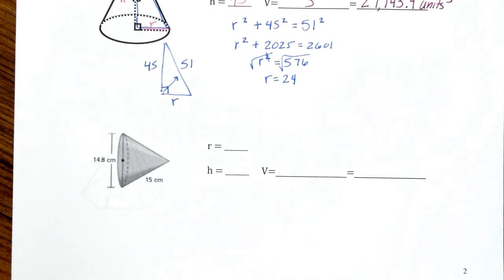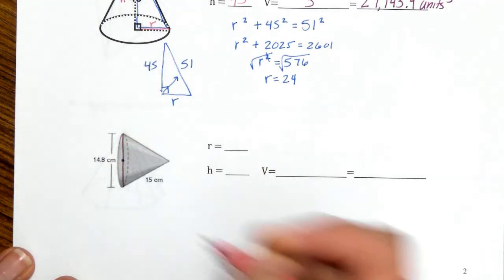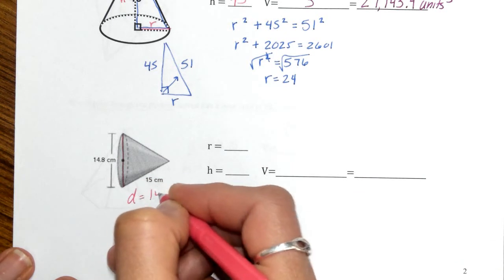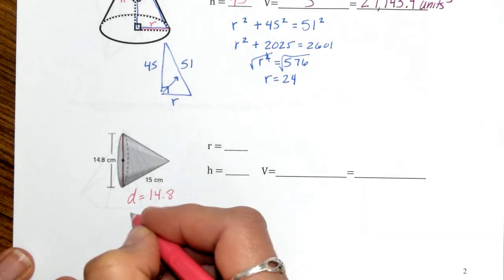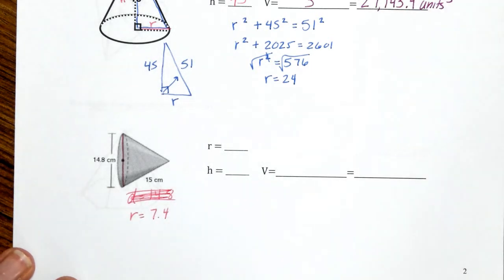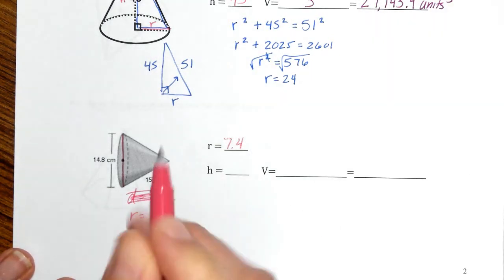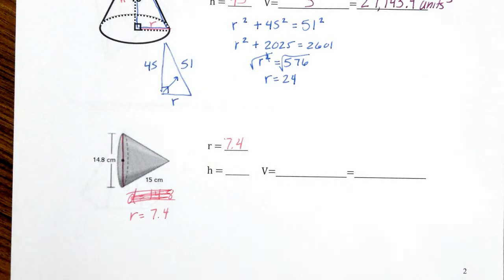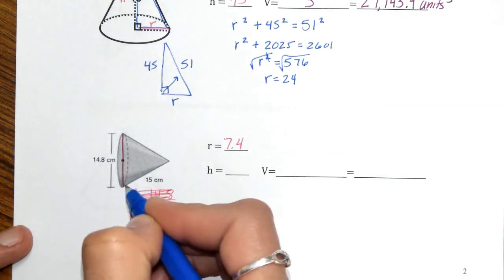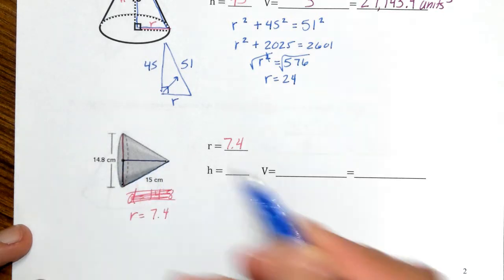Last one. The problem is, they gave us the diameter on this one. So the diameter was 14.8. Split that in half to get our radius of 7.4. Cross off that diameter. We don't want that. So we have 7.4. Our height, again, we do not have. So let's check this out. We have the slant height. We have the radius. We need to find that height.